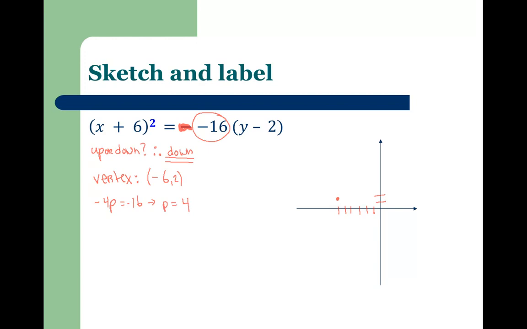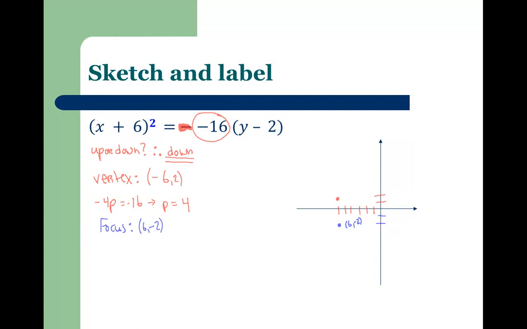So we said it was opening down. So I need to go down 4 to get to the focus, right? 1, 2, 3, 4. So that point right there, what is that? 6, negative 2 is my focus. So focus, here I'll write it over here, is 6, negative 2.